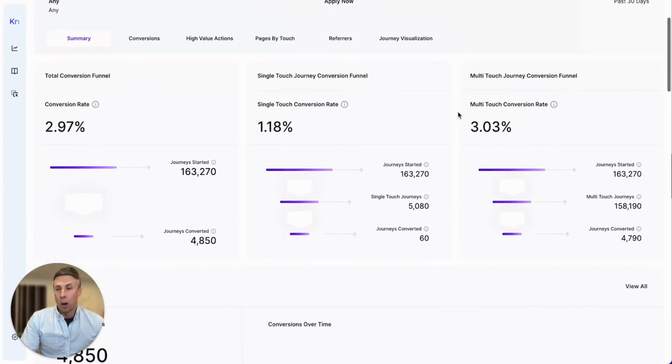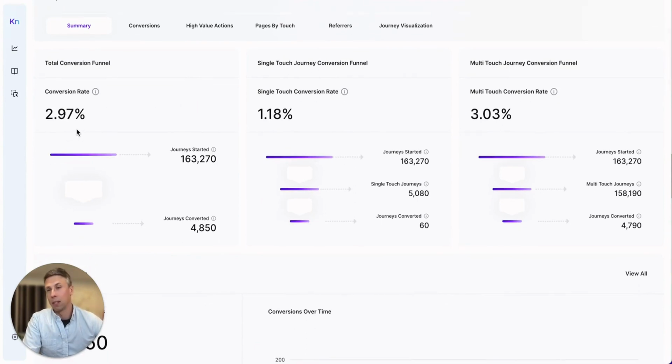So the first part of the dashboard that we're going to look at is our conversion funnel here. And you can see what your overall conversion rate is, which in this case is a little under 3%. But then we break it down by single touch and multi-touch. Single touch conversions are when people are driven straight to a landing page, they get to that page and they convert right away. And in this case, that single touch conversion rate is pretty low, and the total number of people converted was only 60.